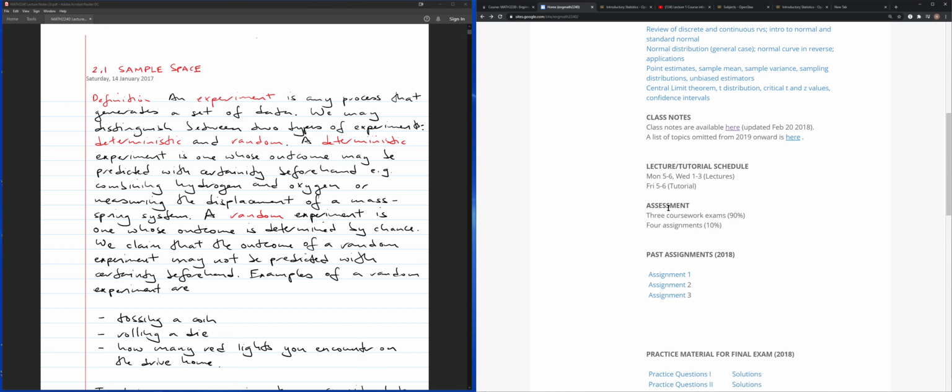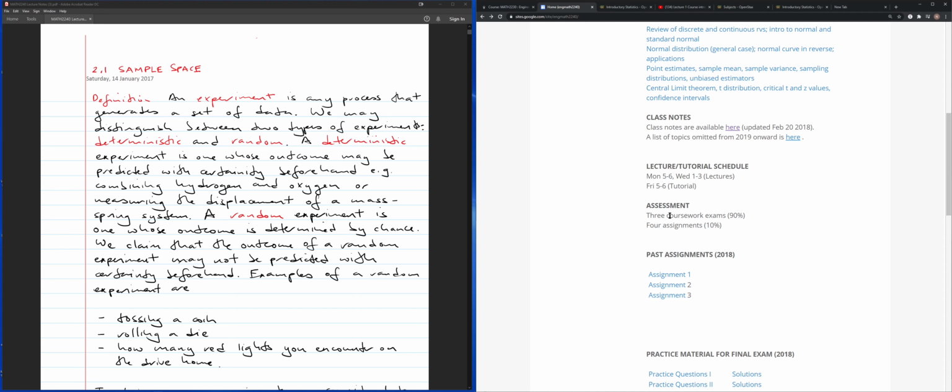Your assessment structure for Math2240 would be very similar to what it was for Math2230. You're going to have 3 coursework exams, each one worth 30%, and then you're going to have 4 assignments, each worth 2.5%. So that would sum to 100%.